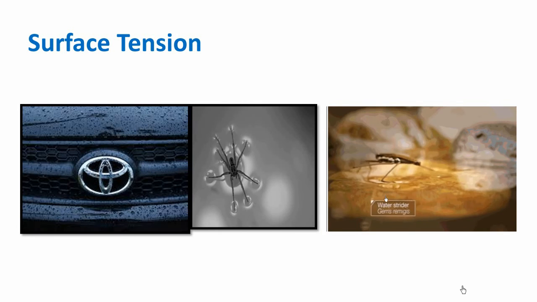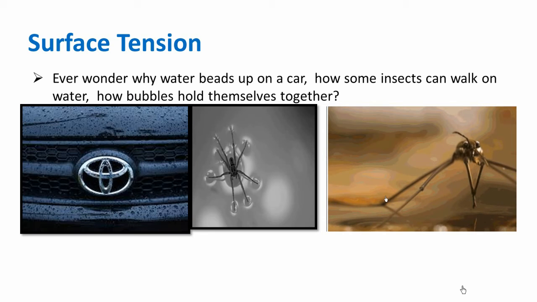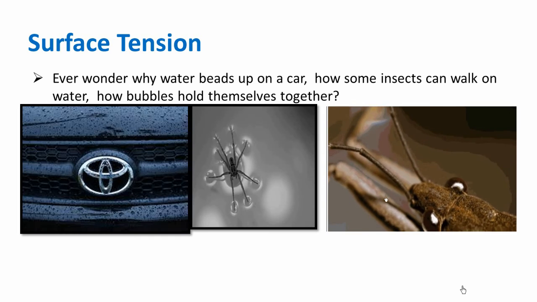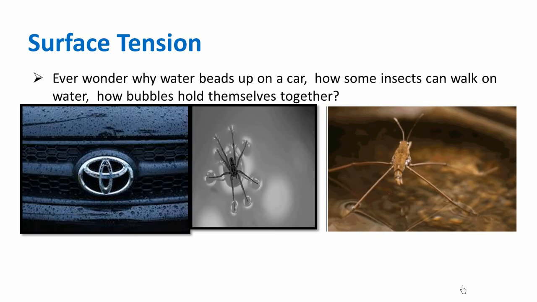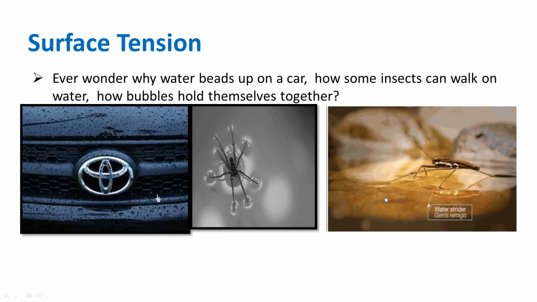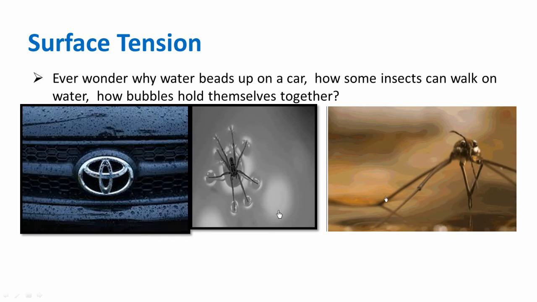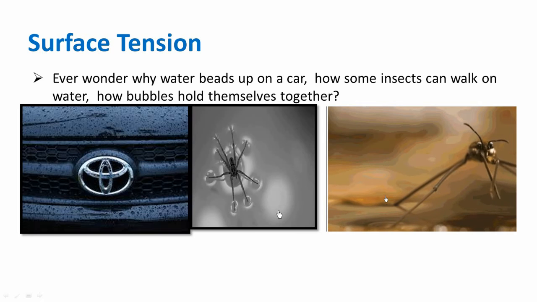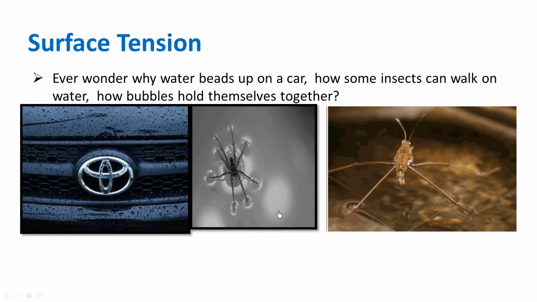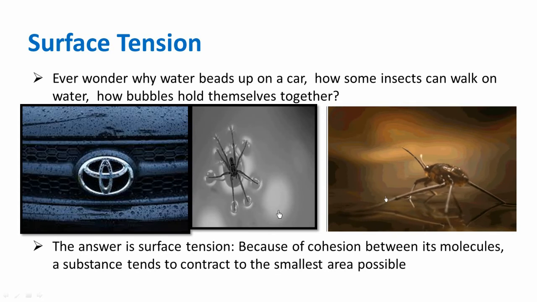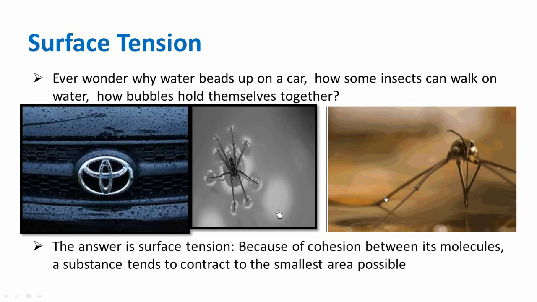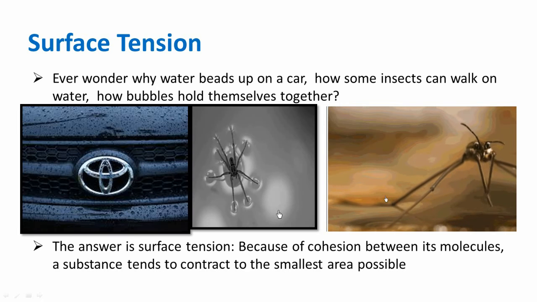Okay, coming to the surface tension. Before going to surface tension, first we will see what are the answers for these questions. Did you ever wonder why water beads up on the car? That means the water droplets are sticking on the car surface as shown in the figure, and some insects are floating on the surface of the water, and how bubbles hold together themselves. For these questions there is only one answer, that is due to surface tension. Because of cohesive forces between the molecules, a substance tends to contract to the smallest area possible.